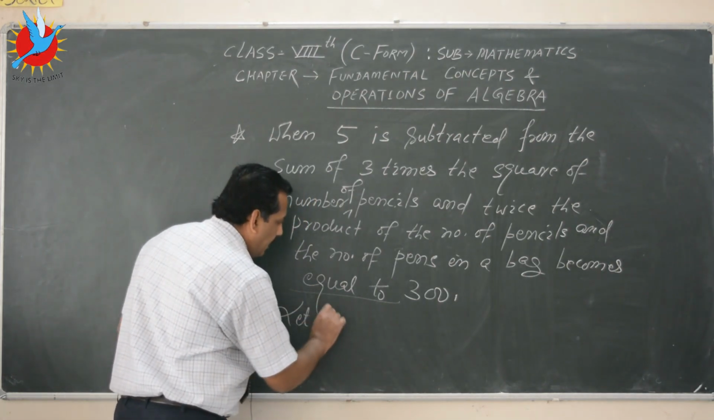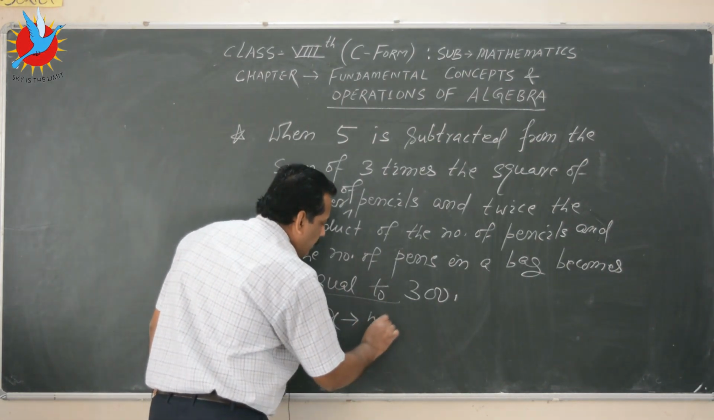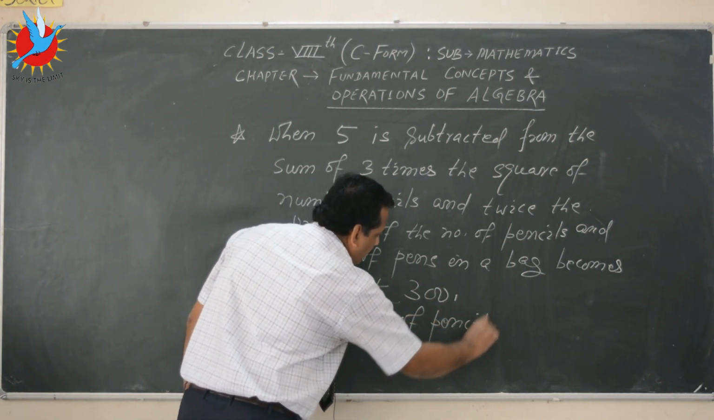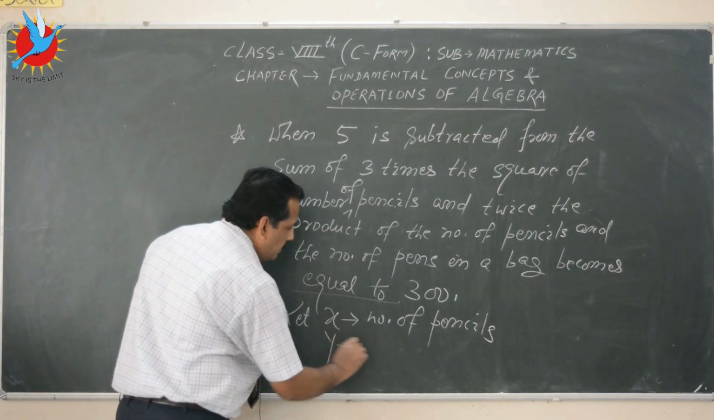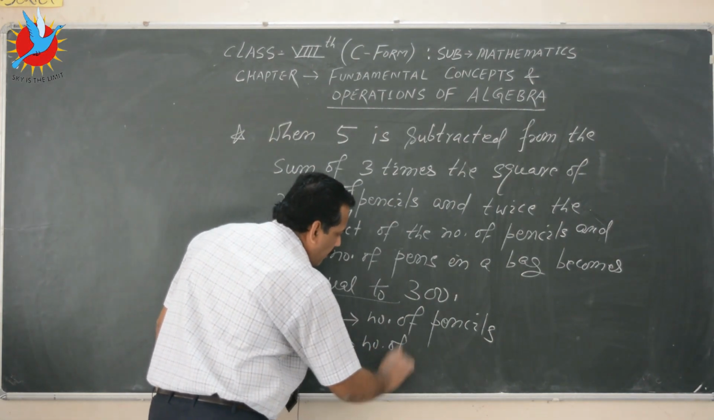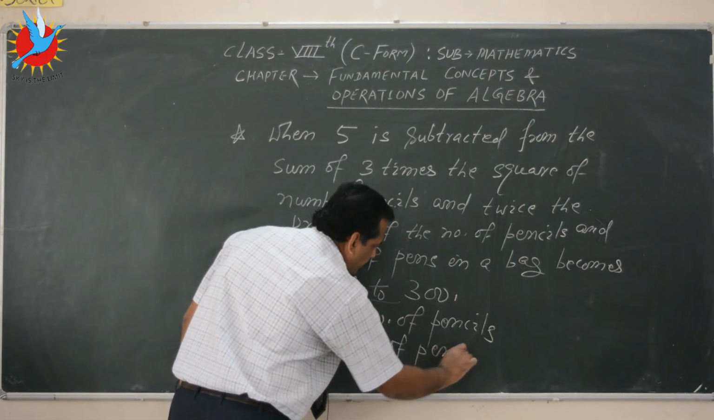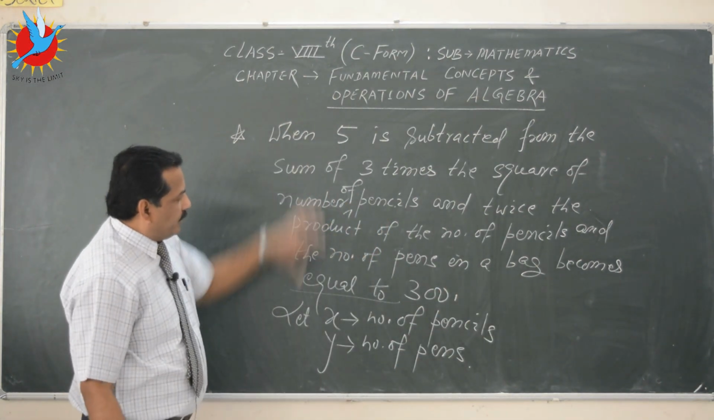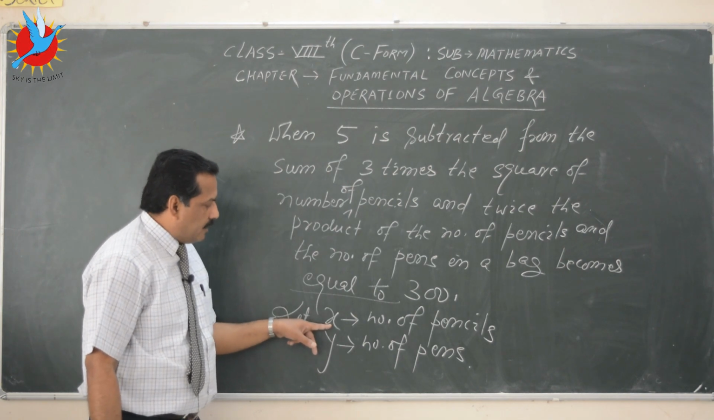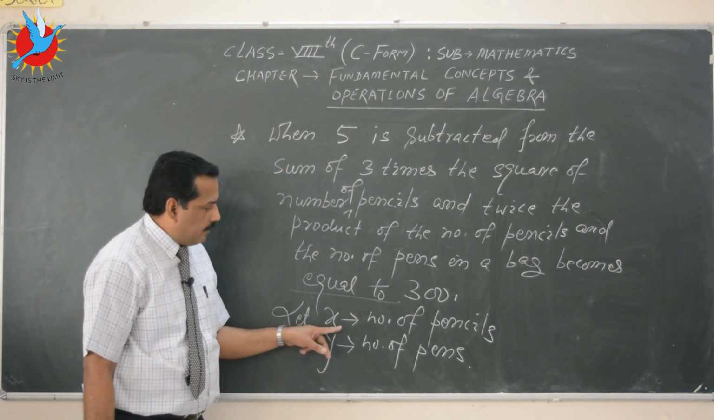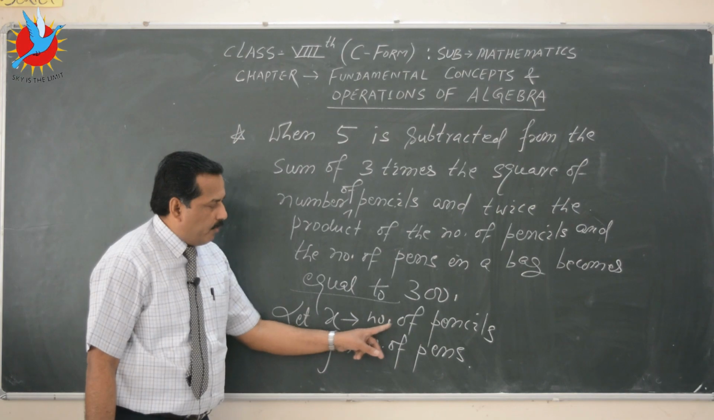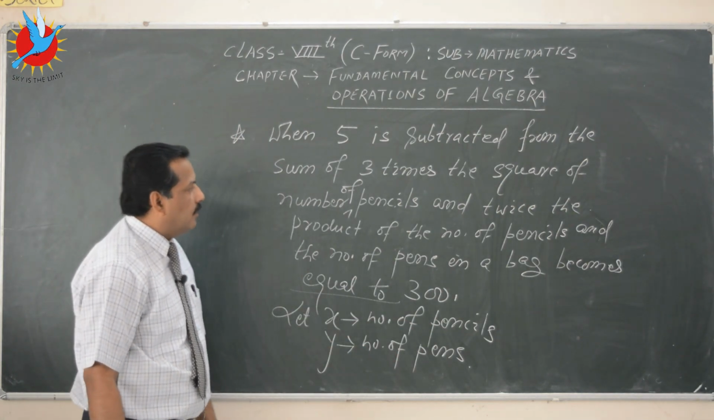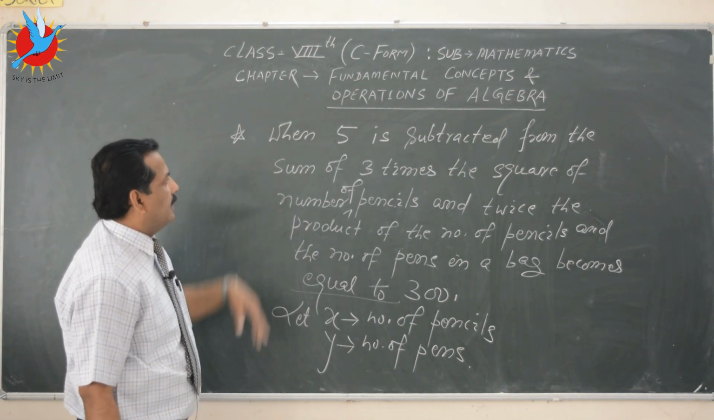Let x is number of pencils and y is number of pens. So we are going to code this statement by using this x. Let us say this x is used for number of pencils and y is used for number of pens. Now let us translate this statement.